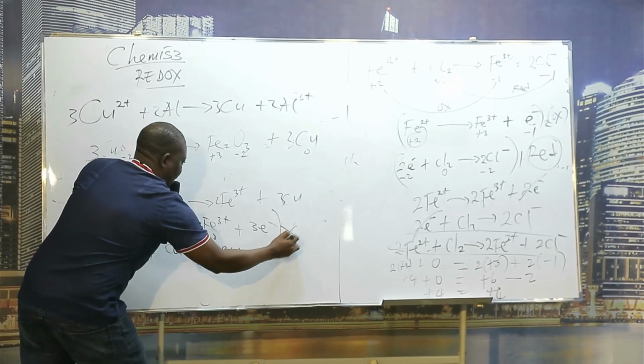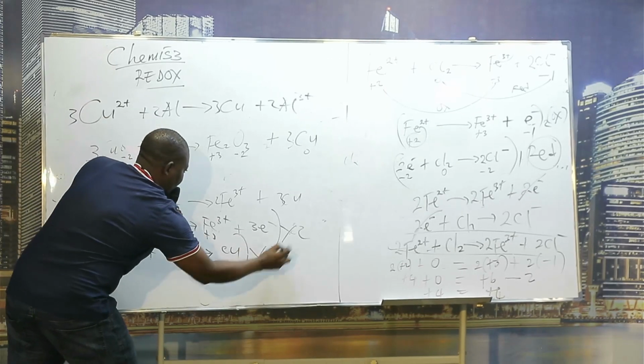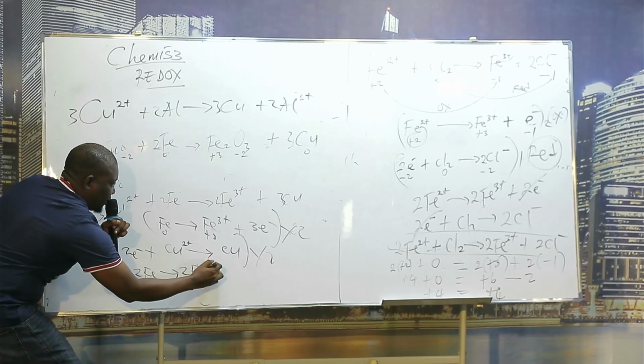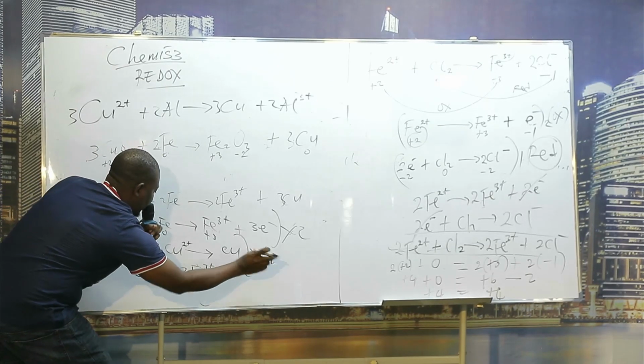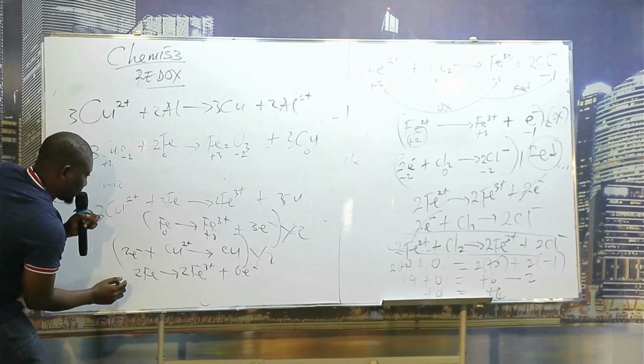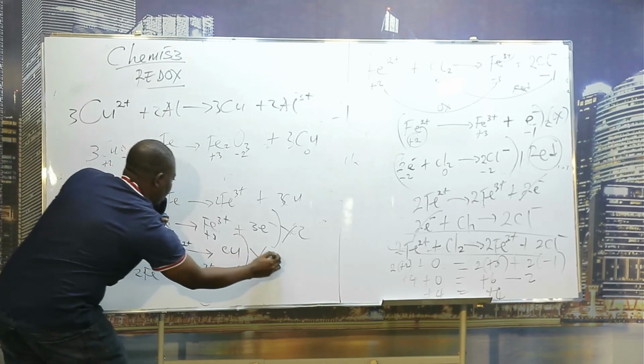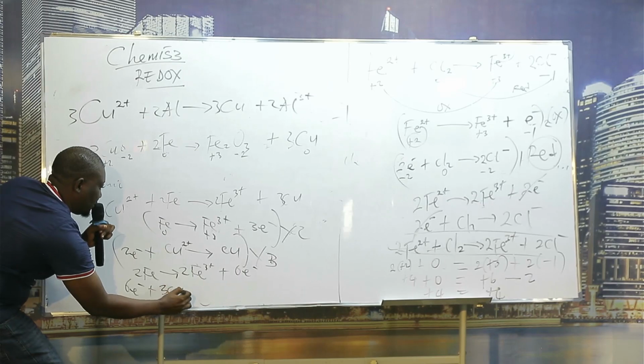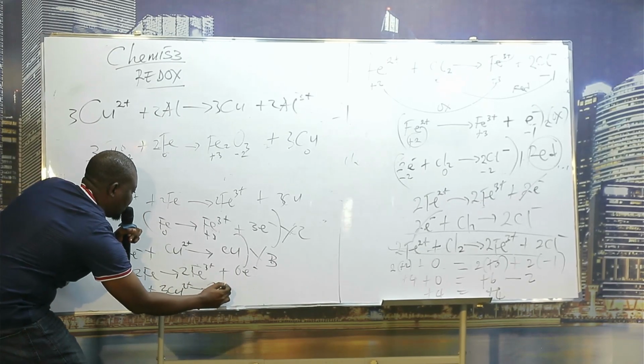We cross multiply: 2 times here, 3 times here. 2 times this gives 2Fe3+ plus what? 6e minus. Because 2 times 3 is 6e minus, plus 3 times this gives 3Cu2+ plus 6e minus, equals 3Cu.